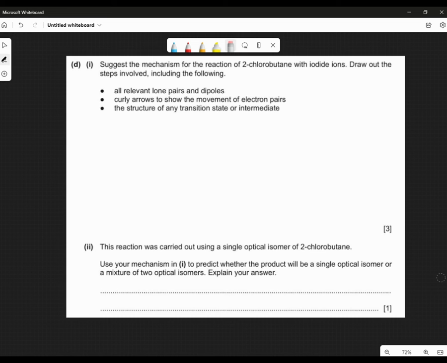Suggest the mechanism for the reaction of 2-chlorobutane with iodide ions. Draw out the steps involved, including those things there. Now, this looks like a question in isolation, doesn't it? But it's part of a rates question, and if you did it properly, you would have figured out that the chlorobutane from the previous part of the question and the iodide ions are in the rate equation.